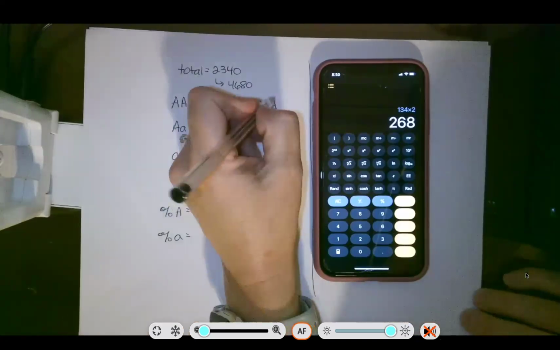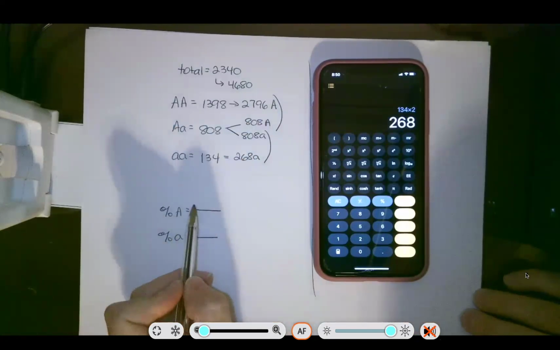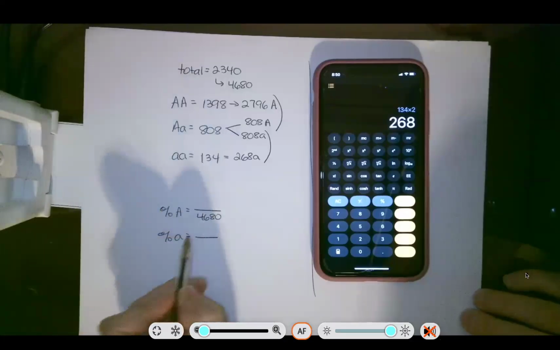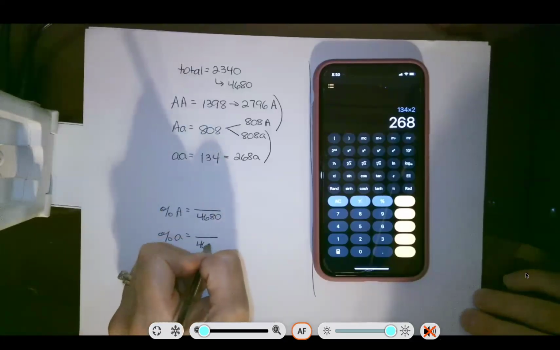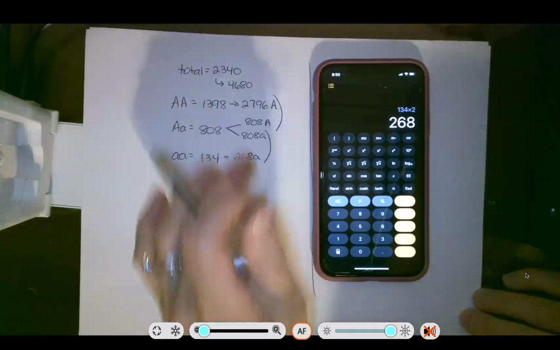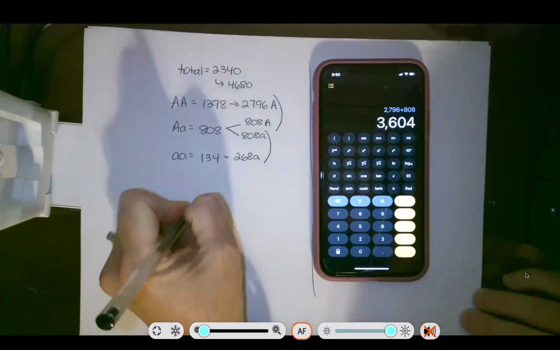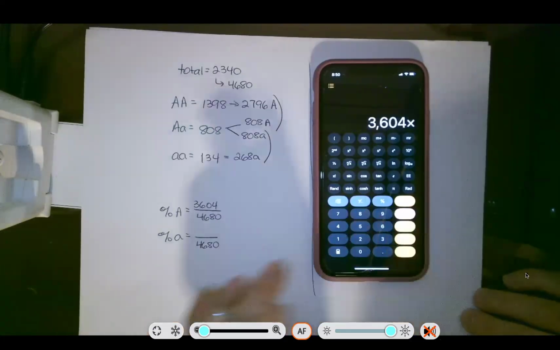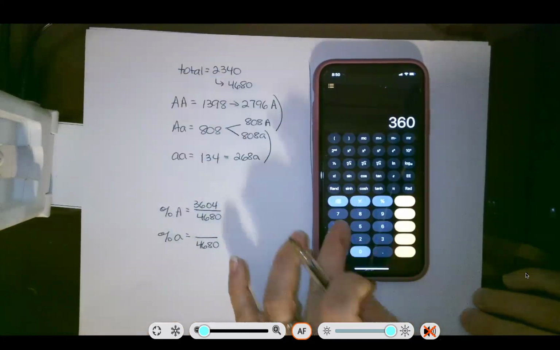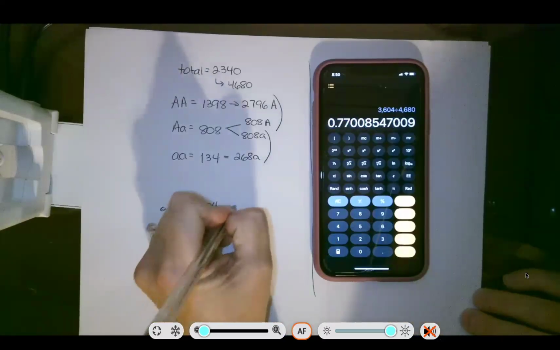Okay. And then you're just going to add these two together and add these two together, and that's what's going to be on the top, because I want to know my number of big A's over my whole, which was 4,680, my number of little a's over my total population of alleles. So I'll start with the big A's. 2,796 plus 808 is 3,604. I'm going to divide it by the 4,680 since it's already on my calculator. And that gives me 0.77 or 77%.